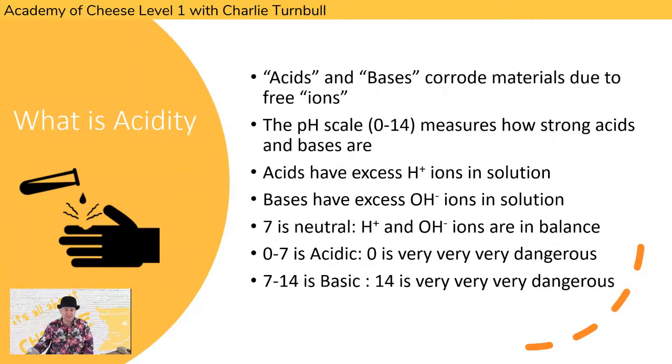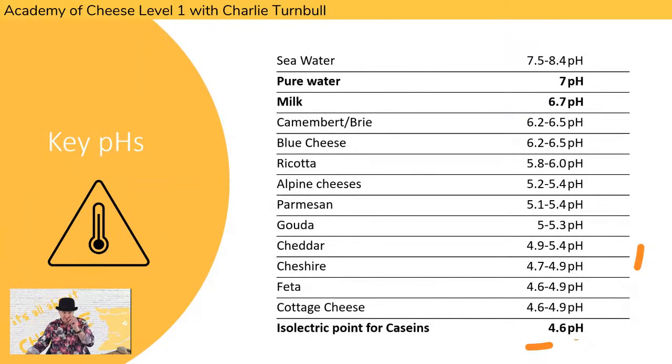So let's look at some of the basic and acid characteristics. Pure water is 7 pH, milk 6.7. Some people say the average of milk is 6.6. Milk being an organic material produced by cows all over the world, it's never going to always be quite the same. So 6.6 to 6.7.